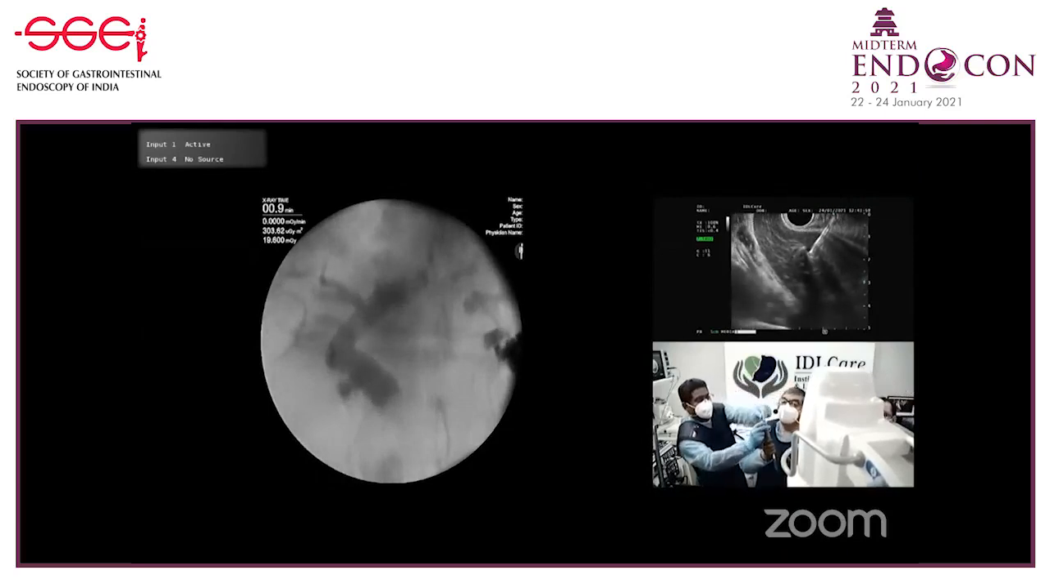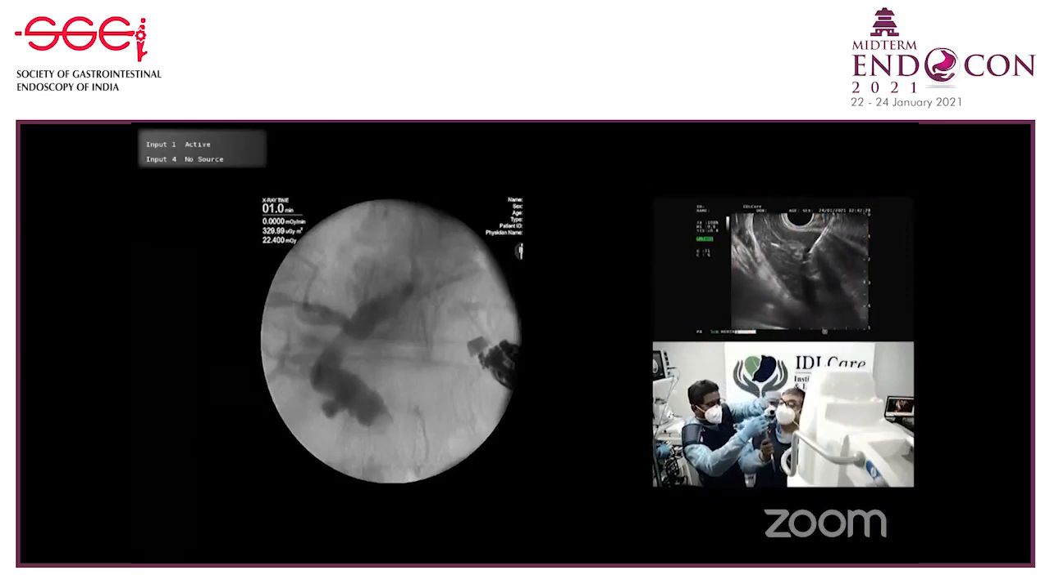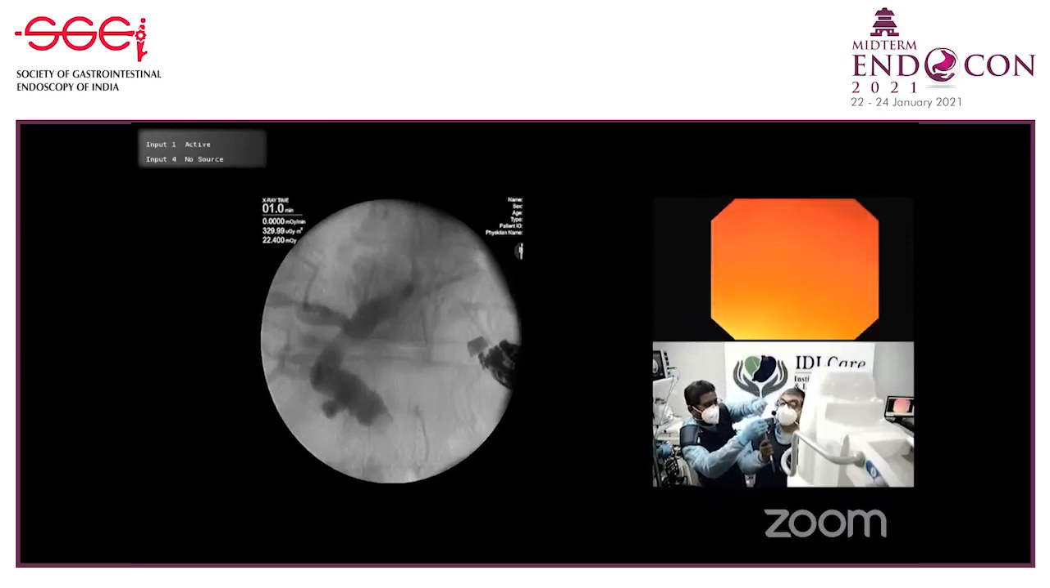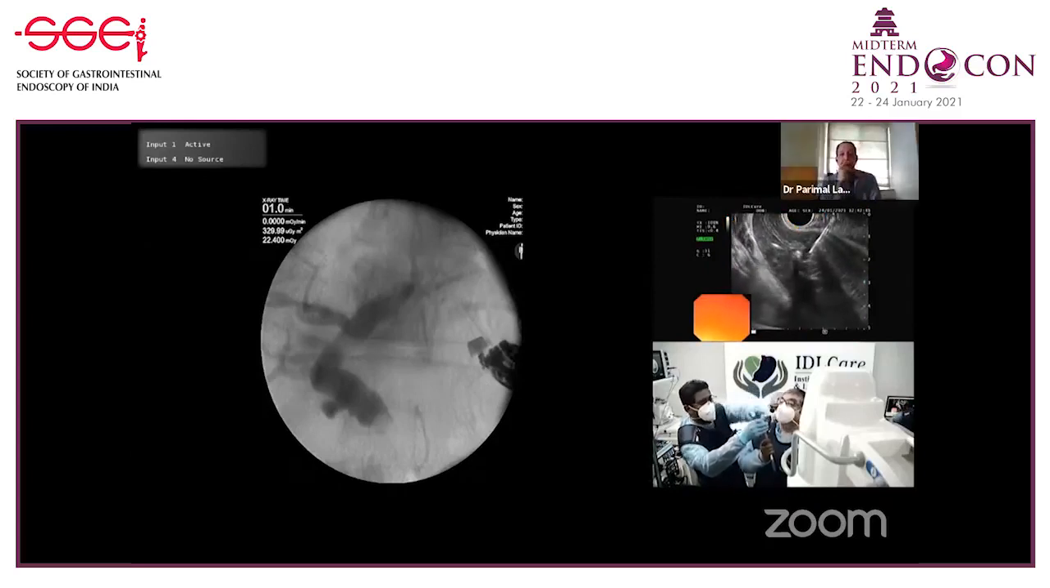Now, what I want is a little saline. Good. Now we will use a 0.32 Terumo. So you need a very good assistant for all these things, because you cannot do it by yourself. What are you doing, Deepak? So now if you see the fluoro, show it.